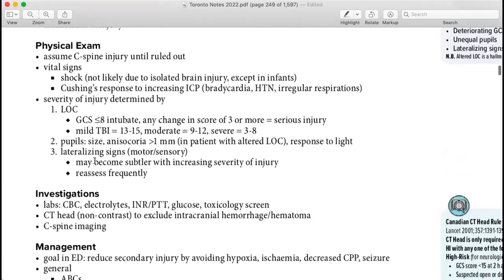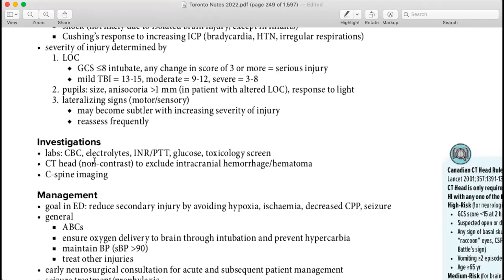Then investigation: you are going to start with everything, because electrolytes could be one of the causes and toxicology is another. So CBC, electrolytes, INR, glucose and toxicology. In every emergency condition, don't forget CBC, electrolytes and toxicology screen. These three things should be included in your investigation. Then CT scan, head and C-spine imaging.